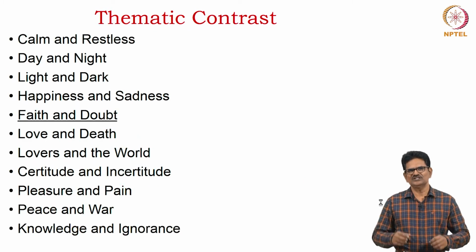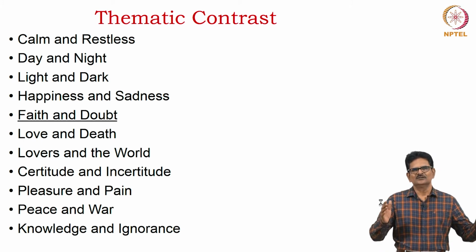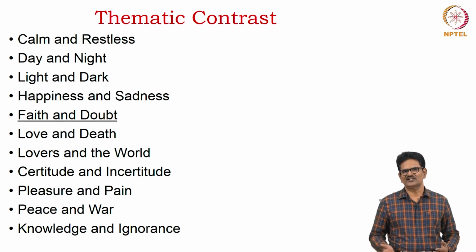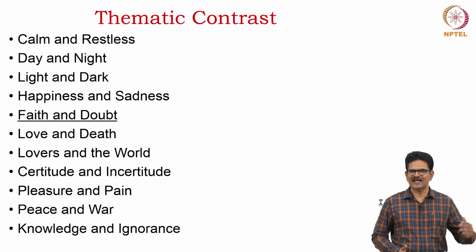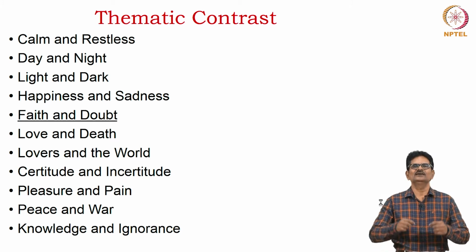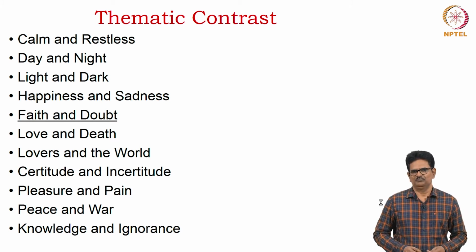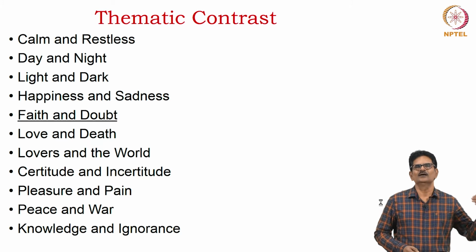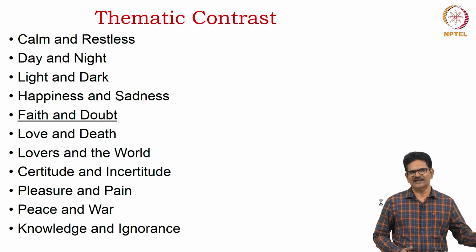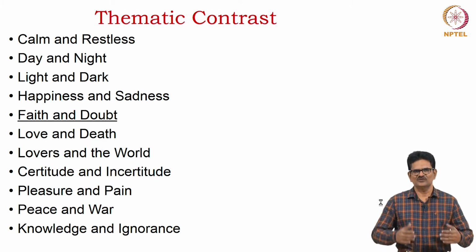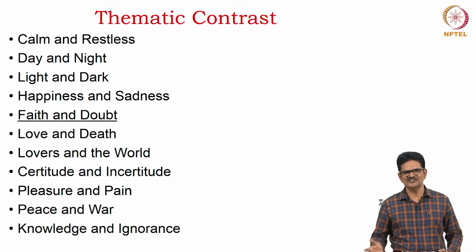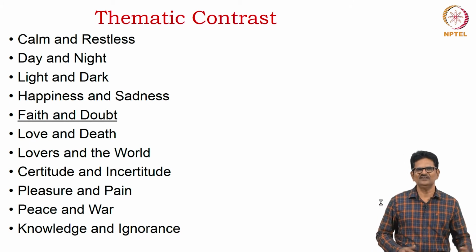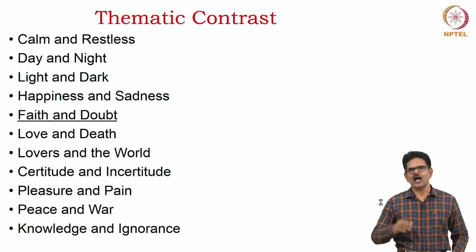When we pay attention to the thematic contrast in this poem, we find calm is contrasted with restless, day with night, light with dark, happiness with sadness, and the key point that is contrasted is faith and doubt, then love and death. Later on we have lovers and the world, certitude and incertitude, pleasure and pain, peace and war, knowledge and ignorance.